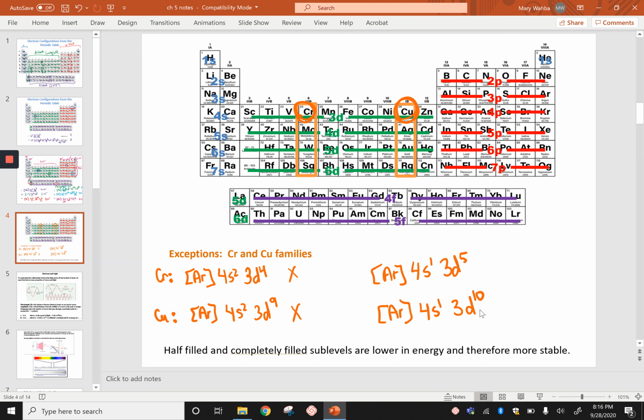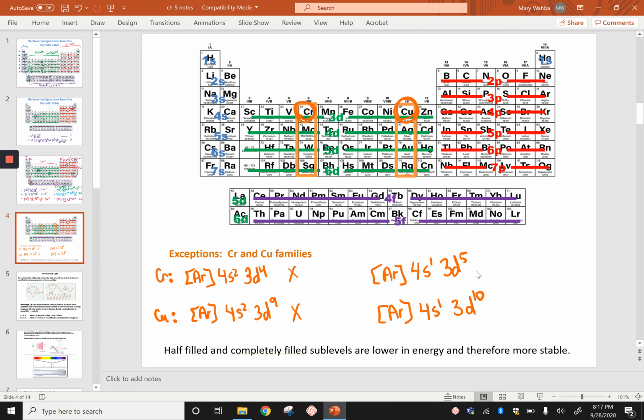Well, turns out if you have exactly half filled or completely filled sublevels, they are lower in energy and therefore they are more stable. And remember, nature prefers low energy and stable. So if you look at the copper family, if we only put 1 in the s, then that makes the d completely filled with 10, which is favorable. It is lower in energy, and that's pretty stable. And so this is the correct electron configuration for copper, not that one, because this one is higher in energy, not as stable.